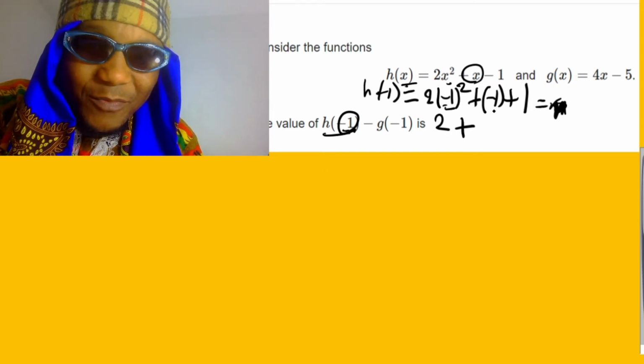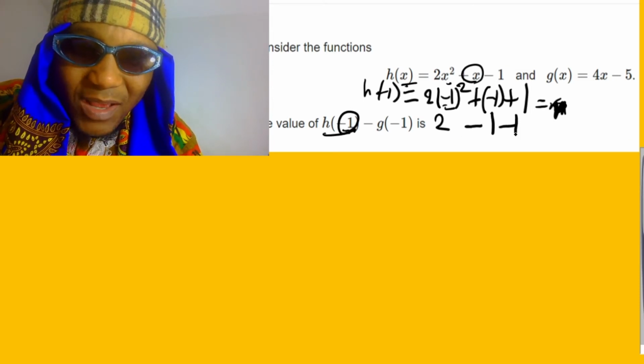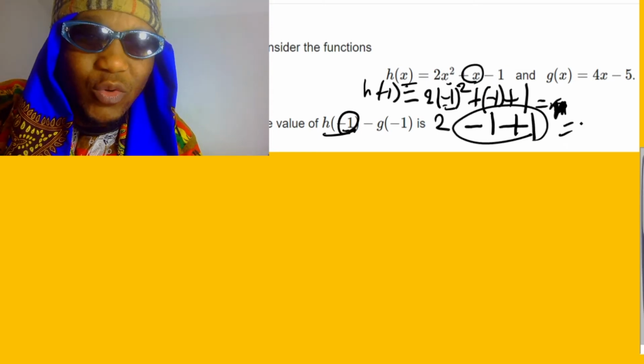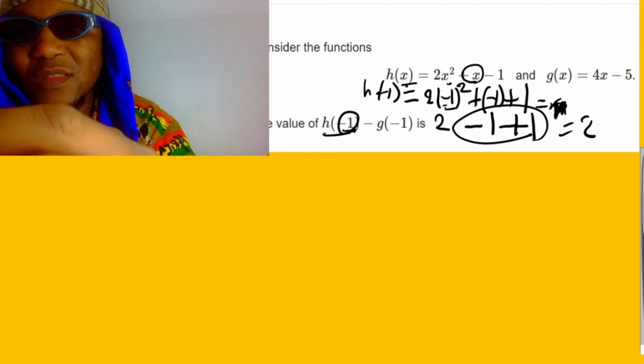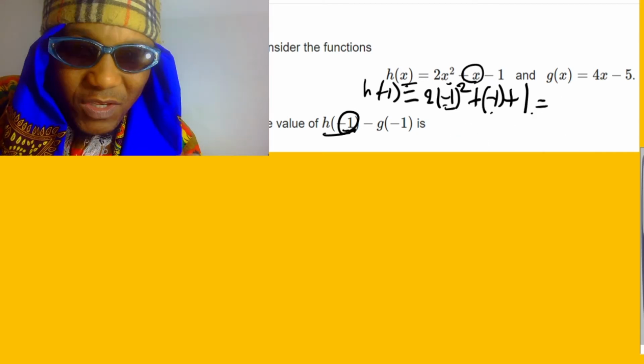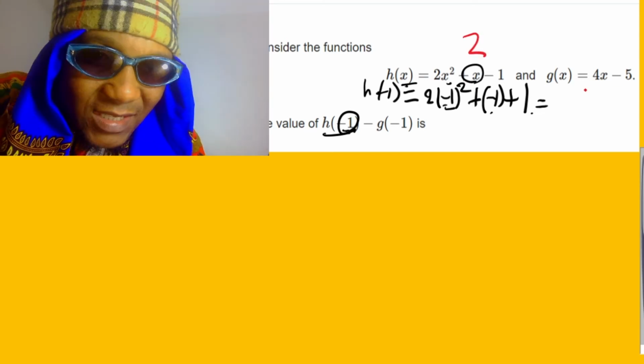Oh yeah, plus and minus equal to minus. So minus 1 plus 1. Oh no, it's not equal to 0. This and this equal 0. So it equals 2. So the first one equals 2, which means when you plug in -1, it gives us 2 here. Now we go for the second group.